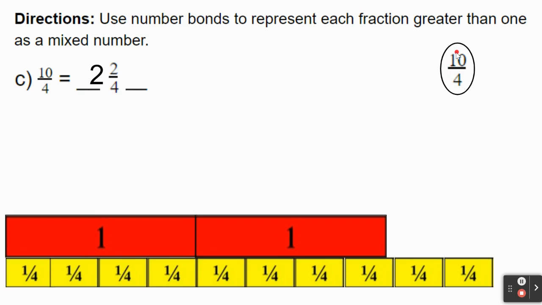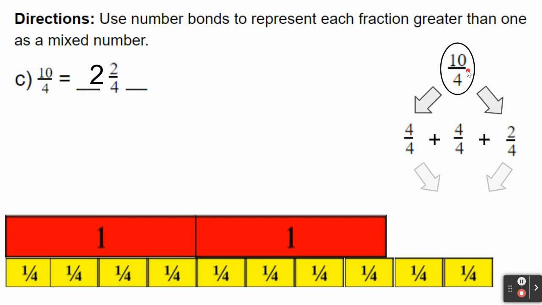Here we have 10/4, so we can rewrite this by pulling out 1 whole at a time. Well, we could pull out 1 whole, which is 4/4. Ooh, if we add another whole, which is 4/4, that gets us 8/4. But we're trying to get to 10/4. So if we have 8/4 right now, we can add 2 more fourths to get to 10/4.